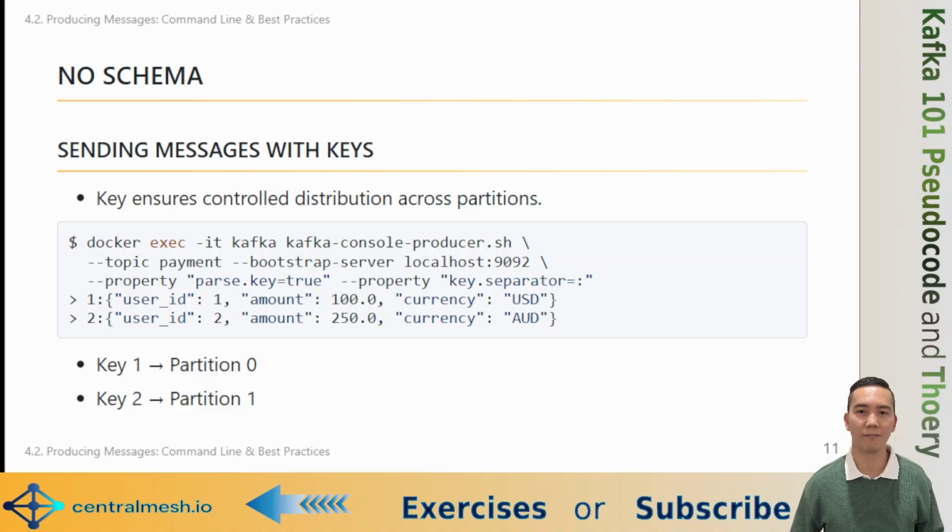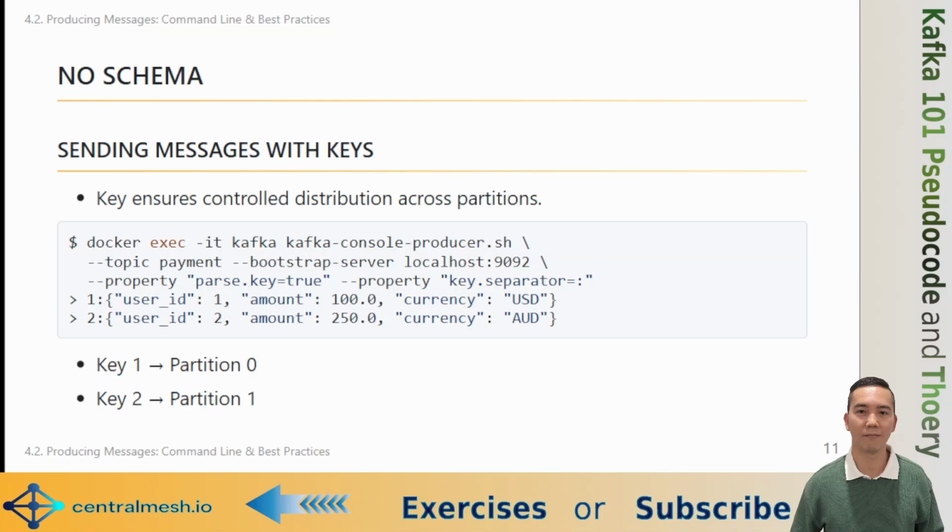We'll use the Kafka console producer to send messages to the same topic, payment. This time, we'll include keys with each message. To do that, we need to set a couple of properties. First, we will enable parse.key equal true. This tells Kafka that the messages include a key. Then we'll set key.separator equal colon to define the character separating the key from the actual message.